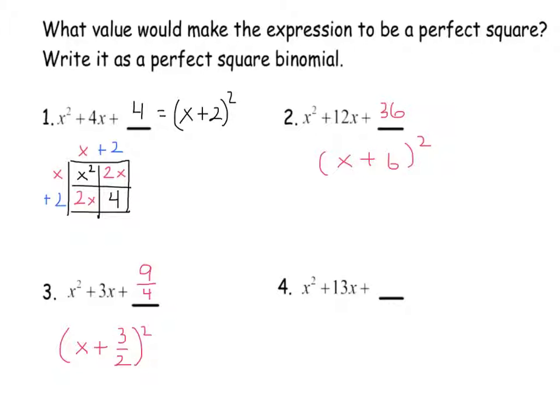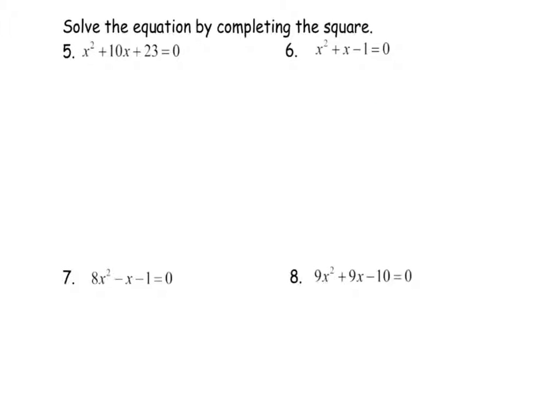On this last problem, we have 13x in the middle term. So half of 13x is 13 over 2 x. If I square 13 over 2, I get 169 over 4. And as a binomial, I could write x plus 13 over 2 squared. So now we are getting ready to use this information to solve equations by completing the square.